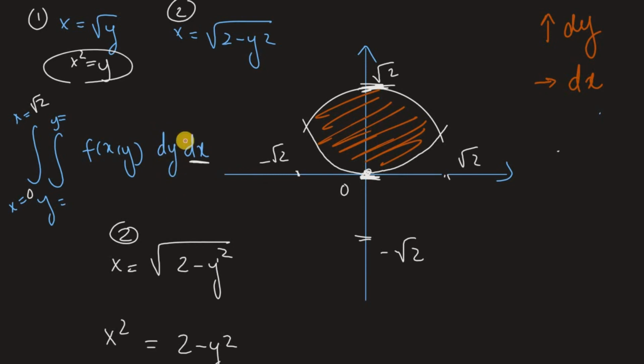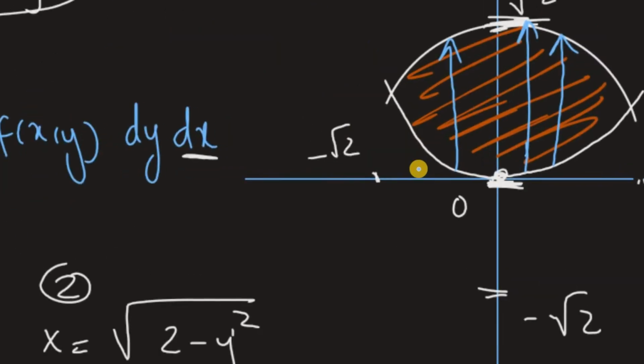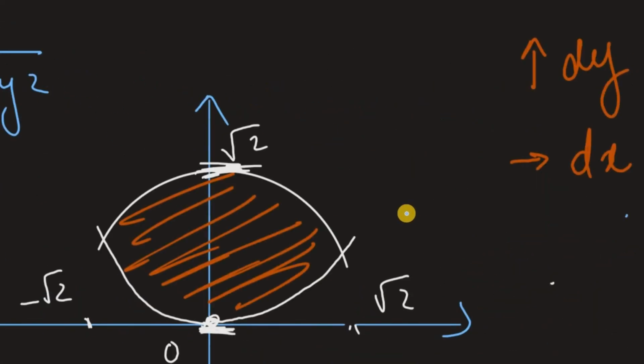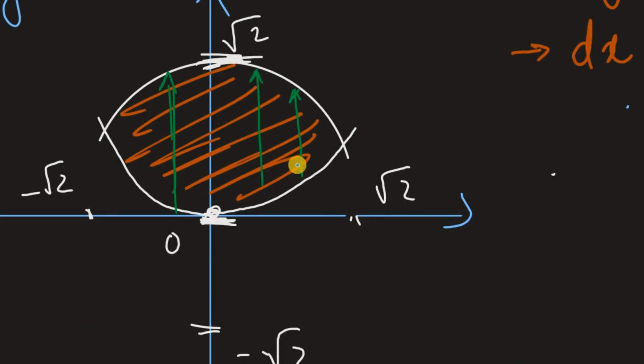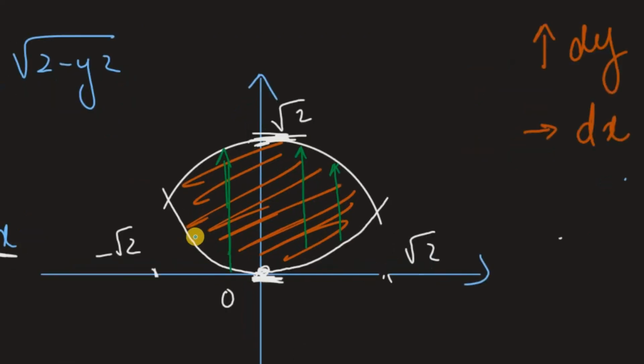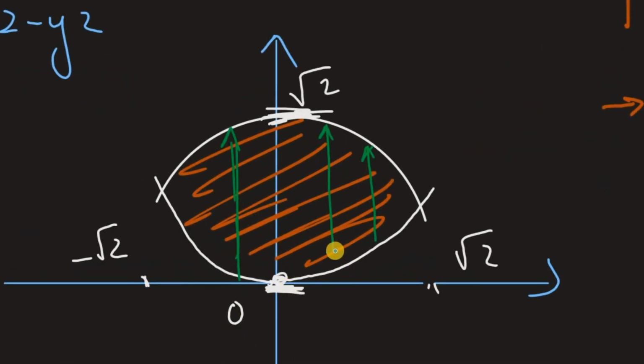Since we're going in the dy direction first, we're going to go in this direction inside the graph. Inside the graph we're going to go like this, like this, like this. Now you need to know the equation of this line. Let me choose another color so it's easier for you to see. I chose green so it's easier to see that we're going in the dy direction like this. We need to know the equation of this part and the equation of this line.